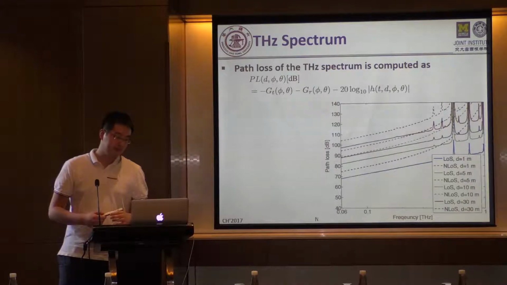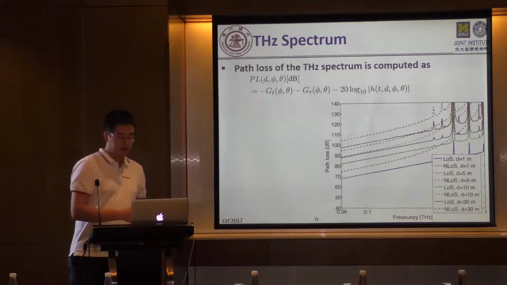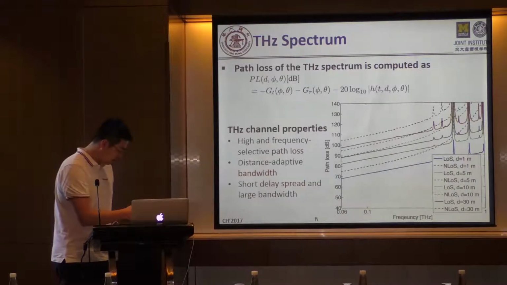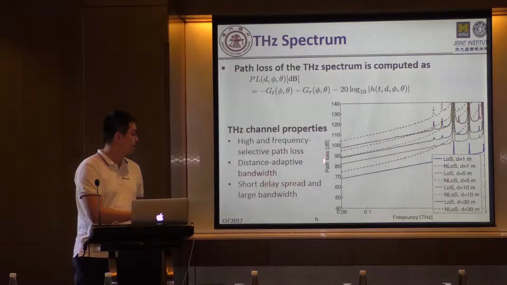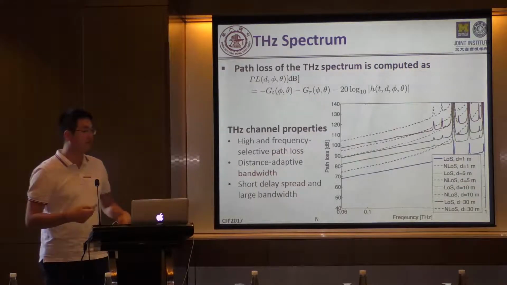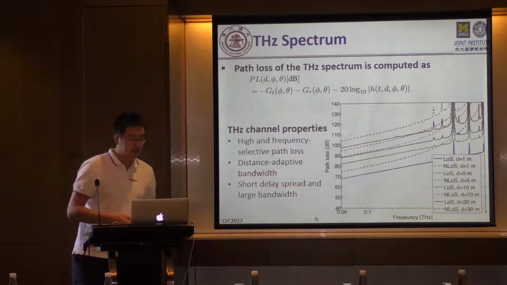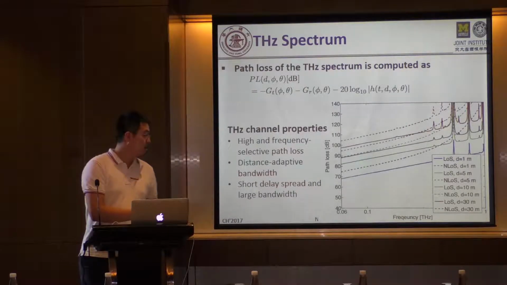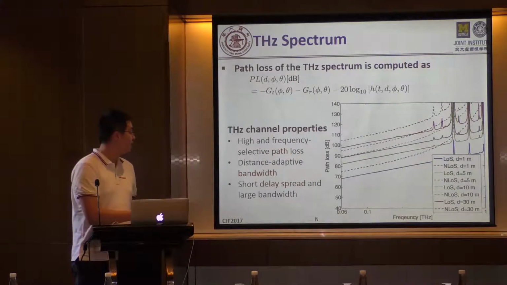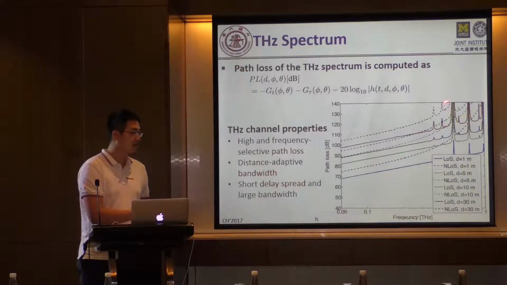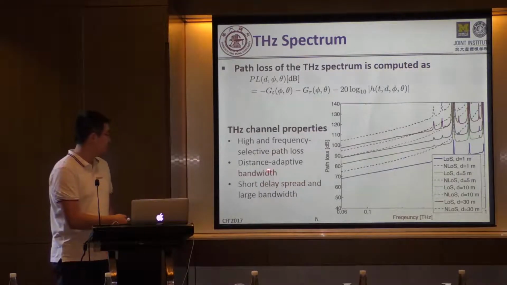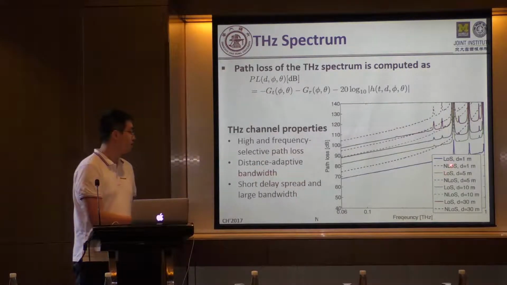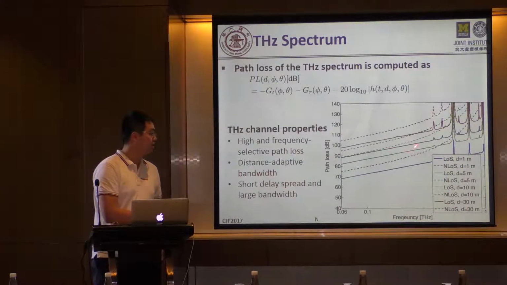So the terahertz spectrum looks like this. If we check from 60 gigahertz until 1 terahertz, we plot the path loss for line of sight and also non-line of sight. Of course, line of sight is preferred, but just in case it is not available. Several properties we want to highlight. First, we have very high path loss. Also, we have frequency selective path loss. We have the peaks, for example, the water vapor creates those peaks. Then we have distance adaptive bandwidths. By checking different distances, we see different bandwidths.